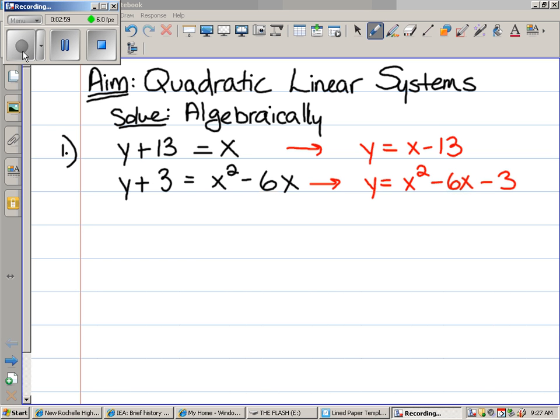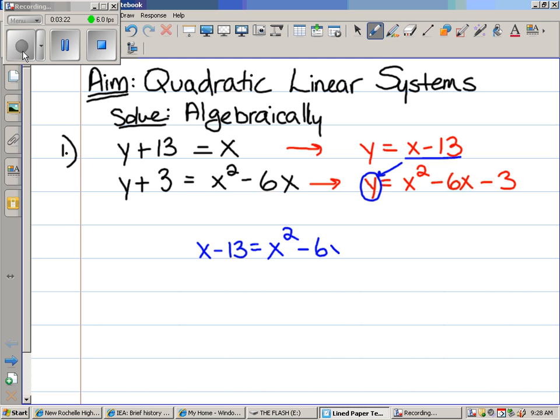We're going to use substitution. We are literally, since y equals x minus 13 and y also equals x squared minus 6x minus 3, we are going to take this quantity, we're going to sub it in right here because y equals both of them. So x minus 13 equals x squared minus 6x minus 3. So here we go. What are we going to do? So now we have it all in terms of one variable.